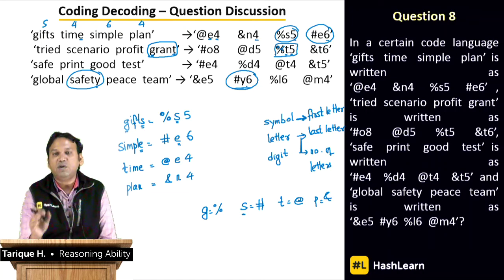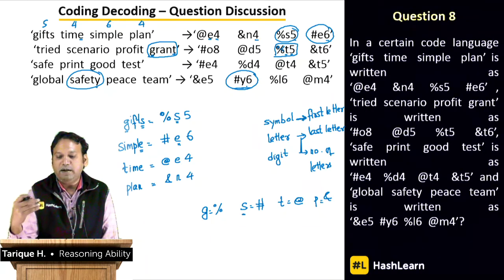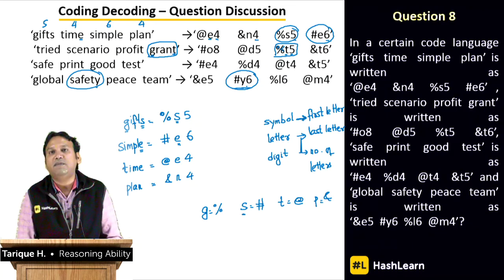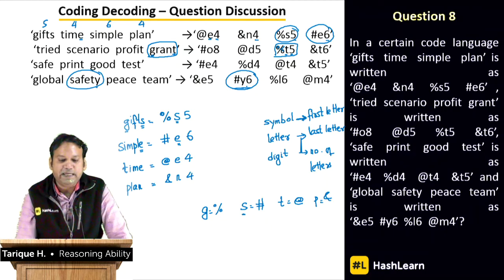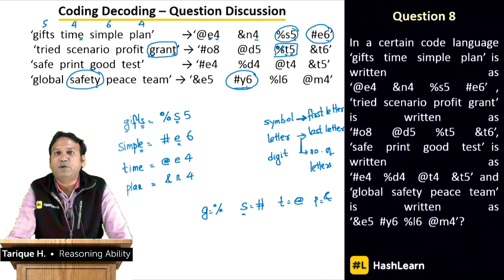It becomes so easy. Once you know what the symbol represents, what the letter represents, and what the digit represents, solving the question becomes a matter of just a few seconds. So after breaking the code, it becomes the easiest question for you in the paper.